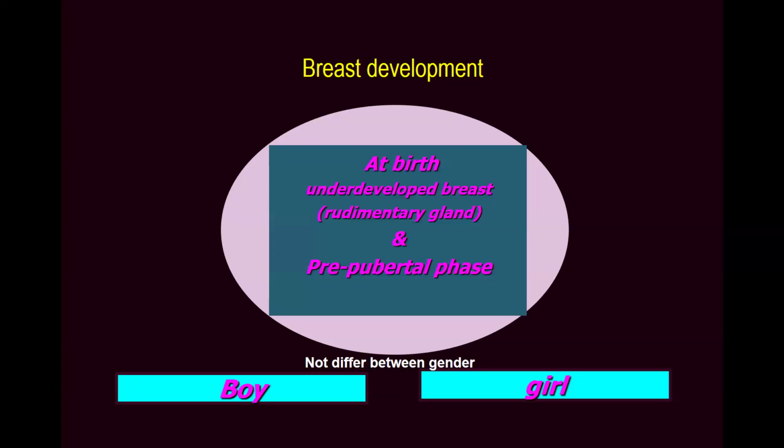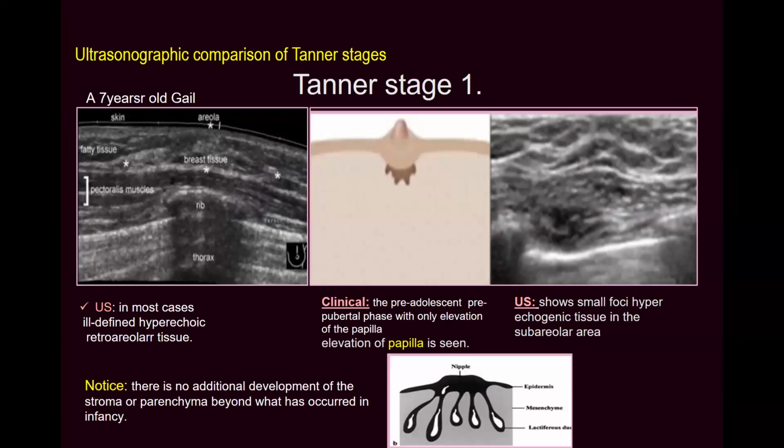Starting at birth. As we mentioned earlier, the baby born, boy or girl, will have a rudimentary gland. So from birth till puberty, we call this the pre-pubertal phase. And as we mentioned earlier, there is no difference between genders. Both boy and girl in the pre-pubertal phase have the same development, the rudimentary gland, rudimentary ducts. So they will have Tanner stage 1.